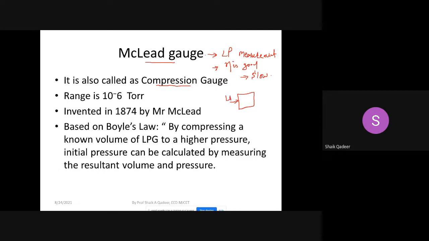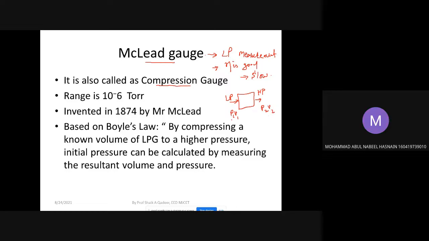Low pressure gas is applied to this particular setup. This setup is changing low pressure gas into high pressure. And we have Boyle's law, which states that the product of pressure and volume remains the same. Hope it is clear to everybody.